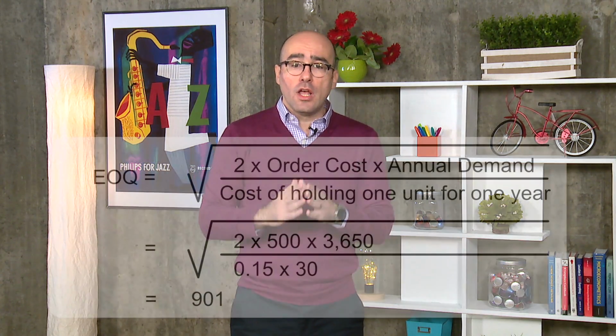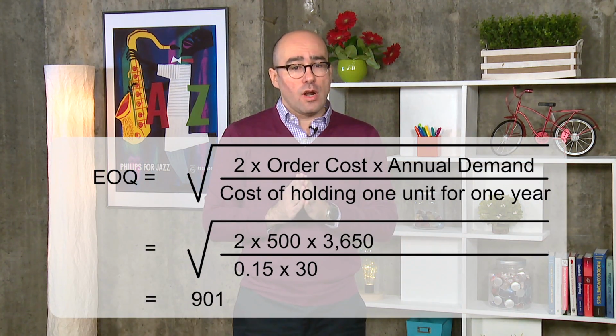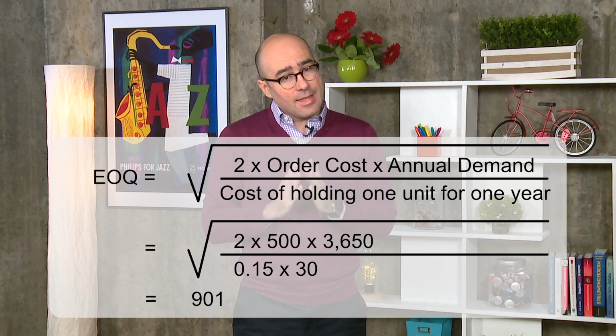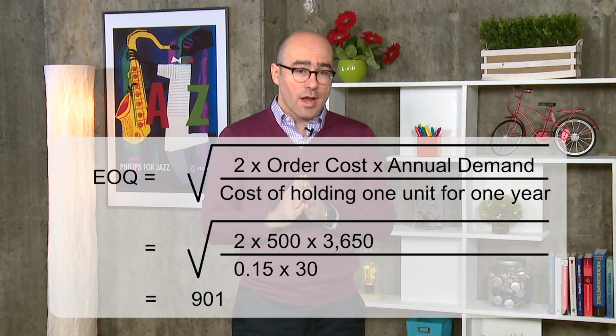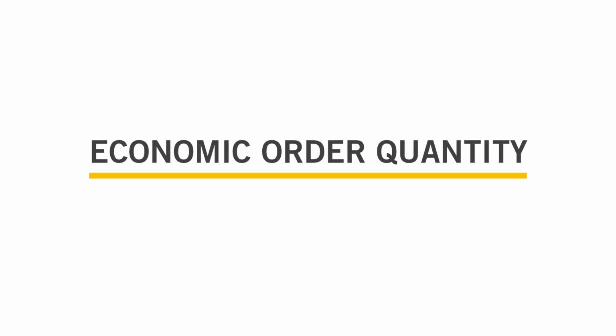How can we find the point where the total cost of ordering plus holding are minimized? To do that, you can use Excel, you can use our tool, or you can use the formula that you're seeing on screen. In this case, the optimal order size is going to be 901. This optimal order size is what's called the economic order quantity.